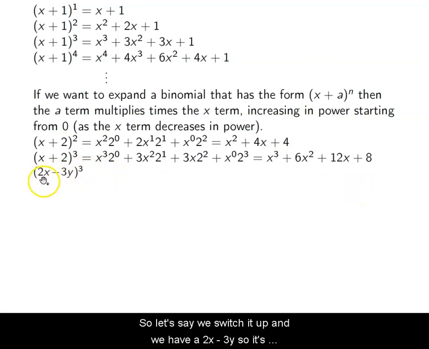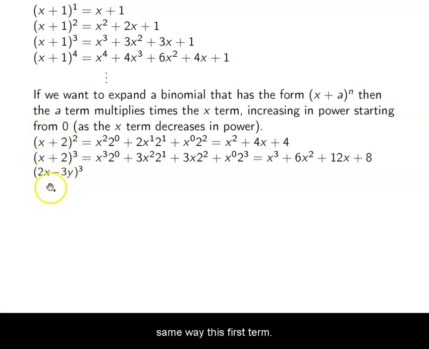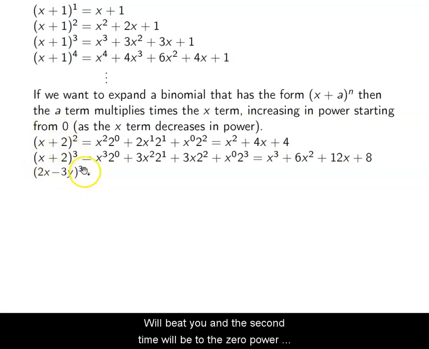So let's say we switch it up and we have a 2x minus 3y. So it's not just a standard x and not just a regular 2. It works the same way. This first term will be cubed, and this second term will be to the 0 power, the entire thing. So it works the same way. We still use the coefficients, but we just apply these rules in the same way.